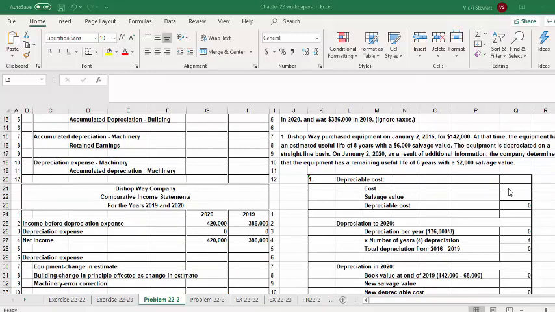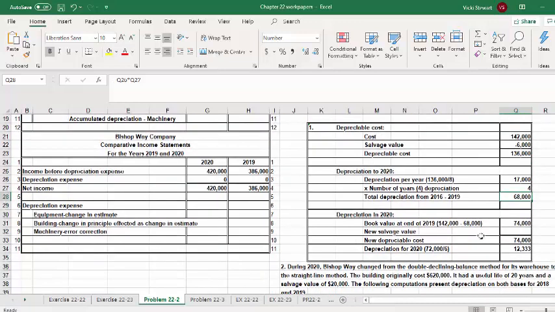So we're going to compute first. We have to determine what the book value is on the equipment at the date of the change. So originally the equipment cost $142,000 and it had a salvage value of $6,000. So the depreciable cost was $136,000 and it was being depreciated over 8 years. So the depreciation at that time was $17,000 and we had depreciated it for 4 years. So the total accumulated depreciation from 16 to 19 was $68,000.